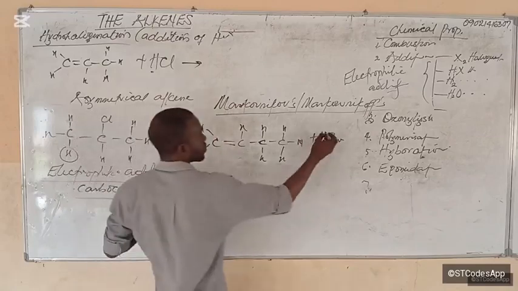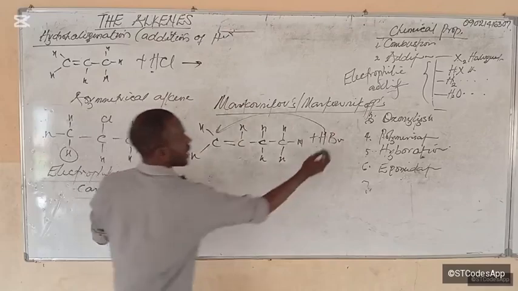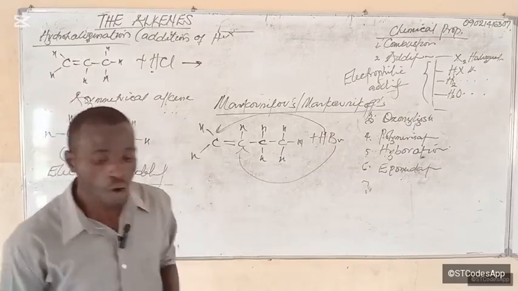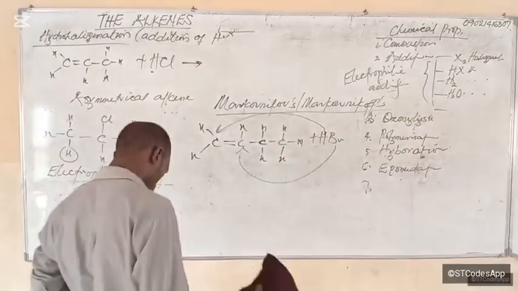So if you want to add across this double bond, let's say I want to add HBr, for example, this H will be attached to this carbon, and this Br will be attached to this one. Okay? That's the Markovnikov product. Now, what is the anti-Markovnikov product?